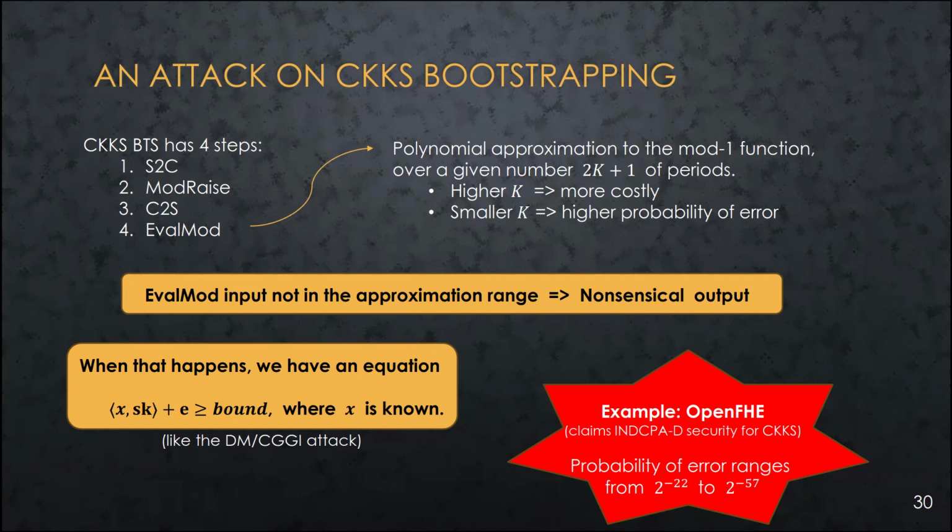As an example, I'm taking OpenFHE because it claims IND-CPA-D security for CKKS. The probability of bootstrapping error for OpenFHE goes from 2 to the minus 22 to 2 to the minus 57. So it is broken by this type of attack. If you bootstrap sufficiently many times, you will see bootstrapping errors due to this eval mode polynomial approximation, and then you can recover the secret key.